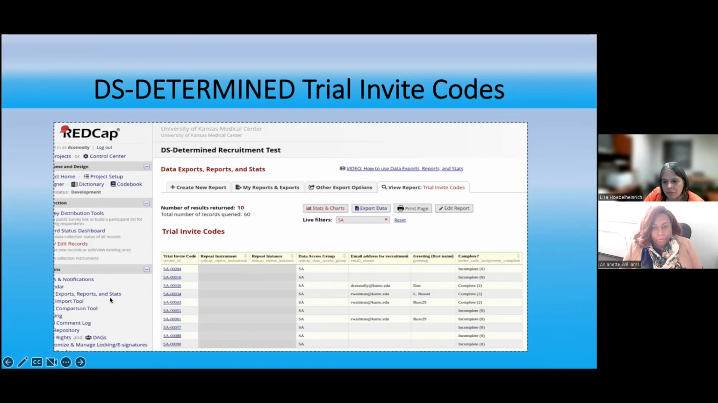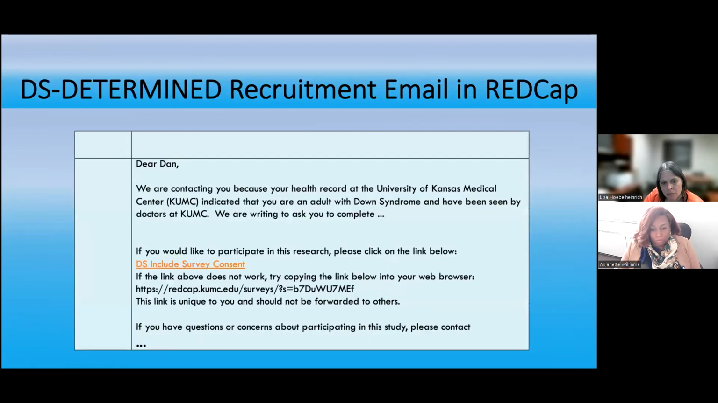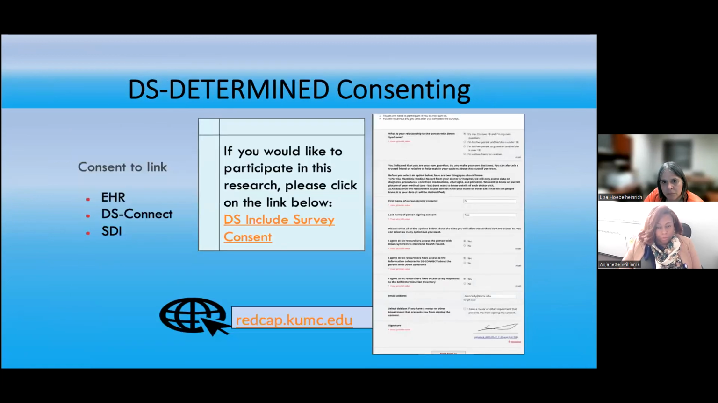We de-identified the patients in a way by giving the Charlie and the Chocolate Factory Willy Wonka analogy, like the golden ticket code. Similarly, we have a trial invite code that gets sent out to patients at respective sites, and the study coordinators have access to the project to send emails from this REDCap system. And here is how a recruitment email, an IRB approved content, could be sent in a REDCap message.